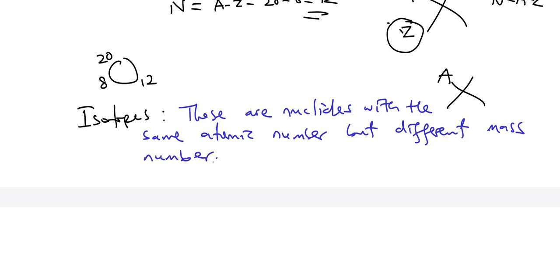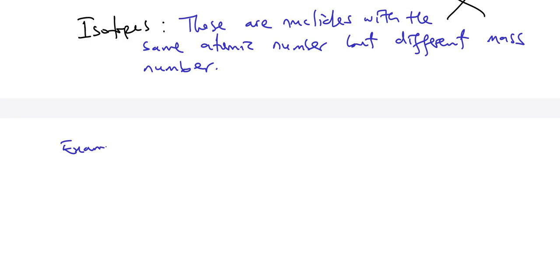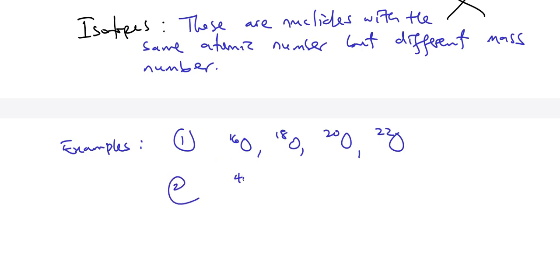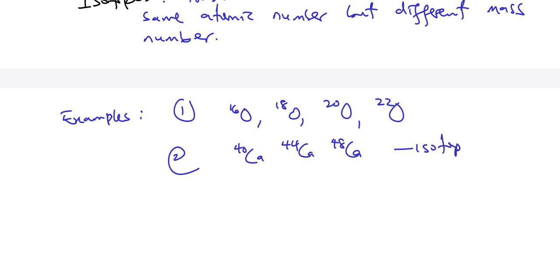What are the examples? The examples are many. For example, we can have oxygen 16, oxygen 18, oxygen 20, oxygen 22. These are nuclides, or the isotopes of oxygen. We can have calcium 40, calcium 44, calcium 48, and so on. These are isotopes of calcium, and those are isotopes of oxygen.